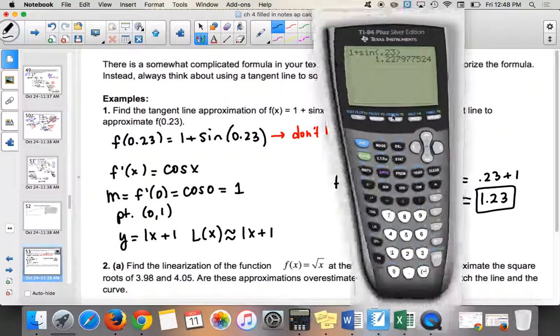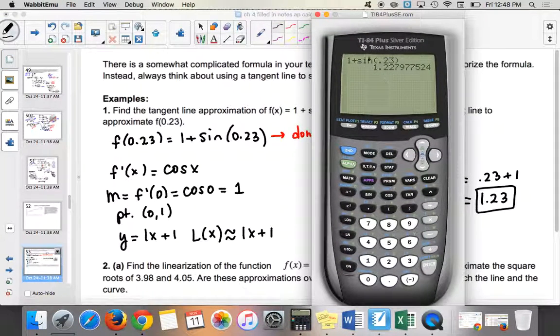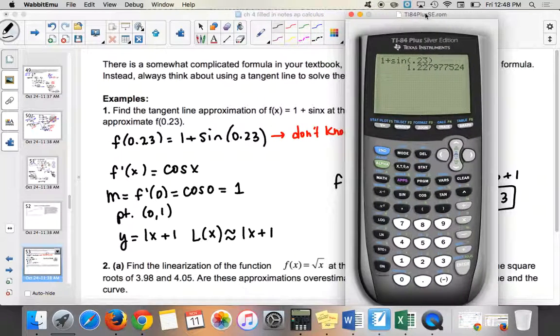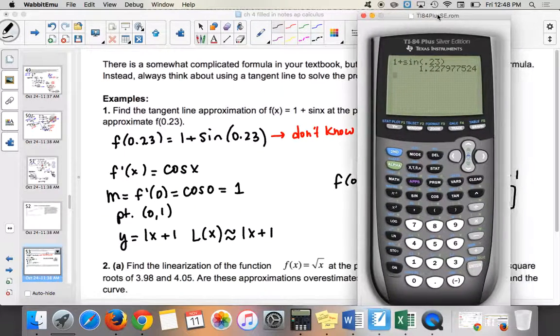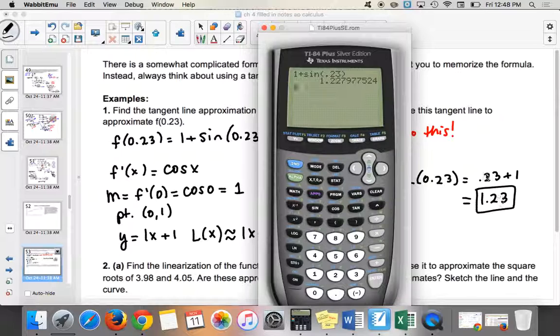Plug in 1 plus sine of 0.23. What do we get when we plug in 0.23 for x? We get 1.227977524. Pretty darn close, right? If I was finding the error on that, it's pretty close. Do you remember how to find error in science classes and so on? It's pretty close. Now let's look at the graph. I graph 1 plus sine of x, in radians, and I also graph 1 plus x. Look what this graph looks like.